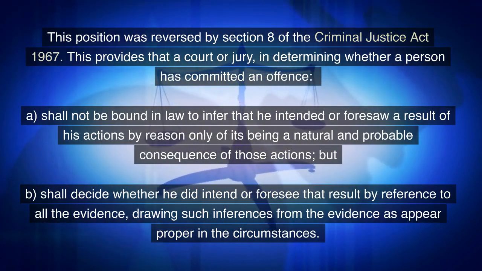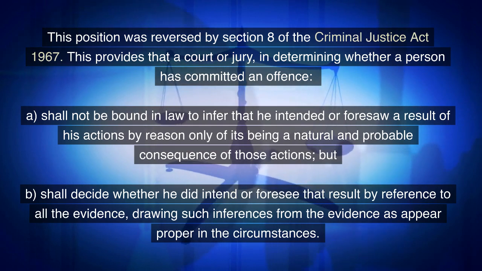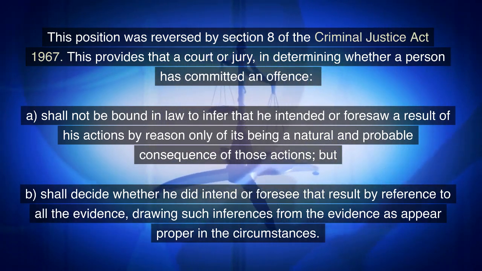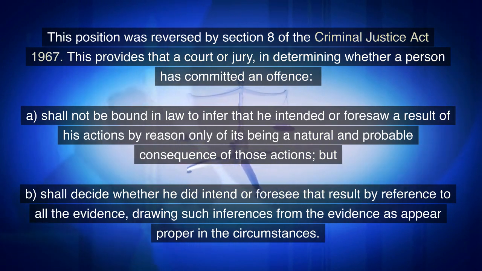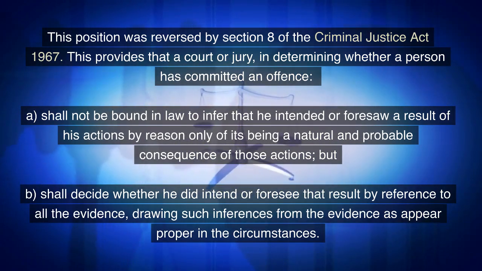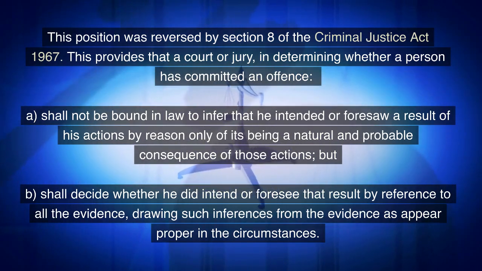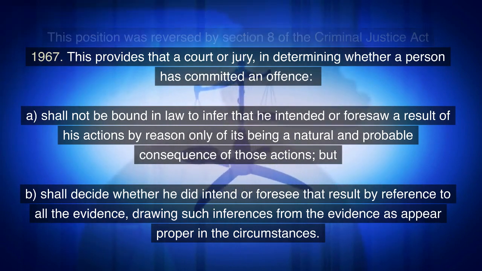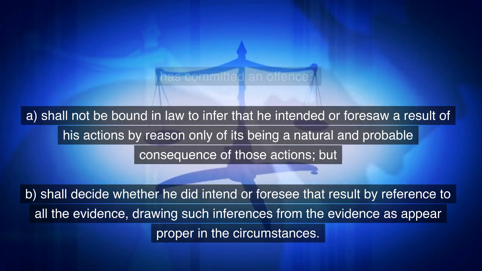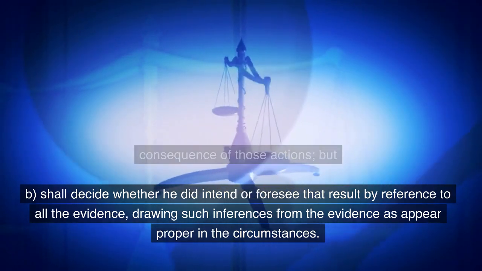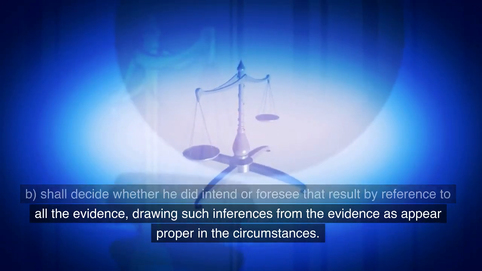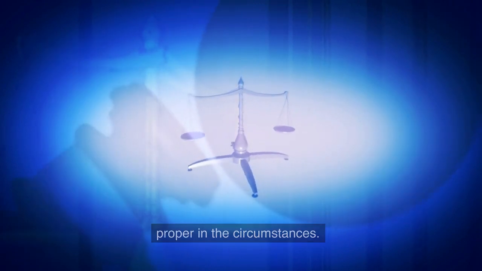This provides that a court or jury, in determining whether a person has committed an offense, a. shall not be bound in law to infer that he intended or foresaw a result of his actions by reason only of its being a natural and probable consequence of those actions, but b. shall decide whether he did intend or foresee that result by reference to all the evidence, drawing such inferences from the evidence as appear proper in the circumstances.